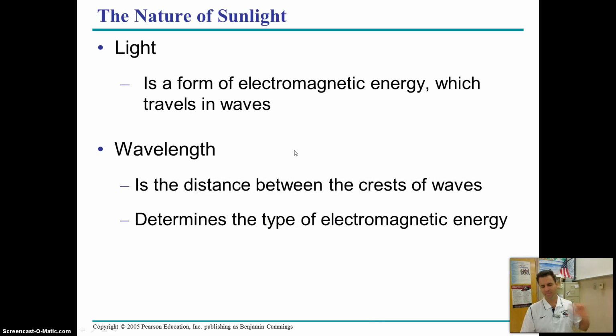Now, a bit of background on light energy. It's electromagnetic energy, and we need to convert that into chemical energy. We talk in terms of wavelength because light is a wave. Wavelength is the distance between the crests, so from one peak to the other peak is the length of the wave. This essentially determines the type of energy we're talking about, whether it's UV, or ultraviolet, or whatever.